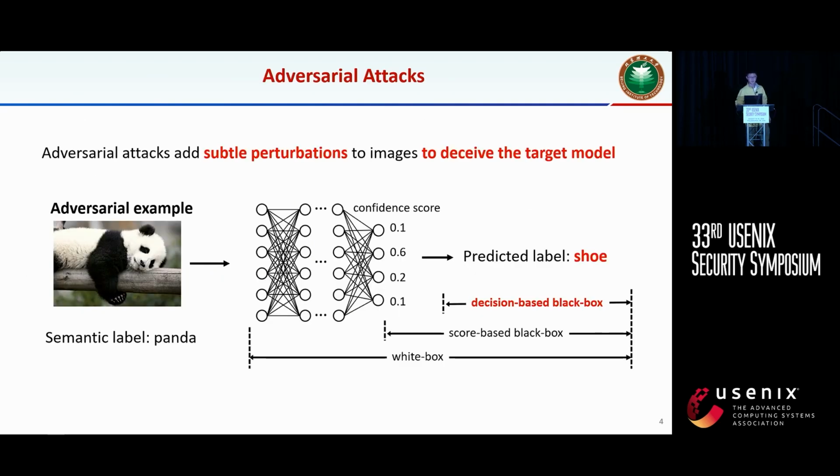Among the attacks on DNNs, the adversarial attack is a method of attacking DNNs by adding subtle perturbations to input images so that the target model would make incorrect decisions.